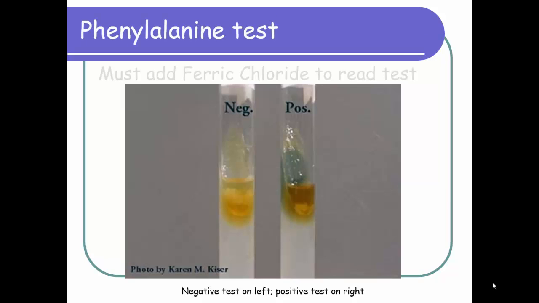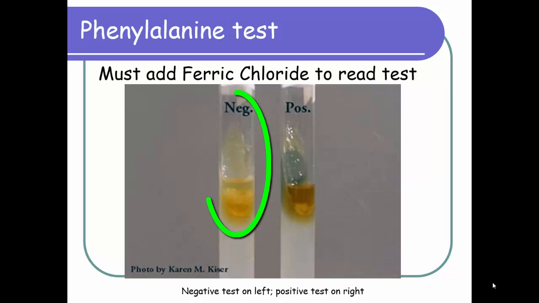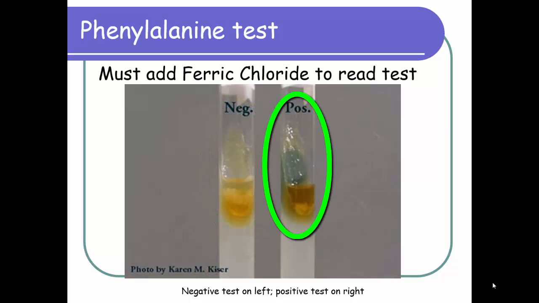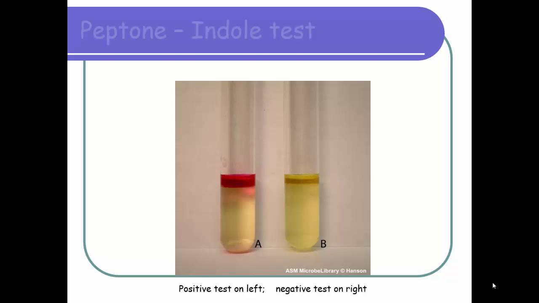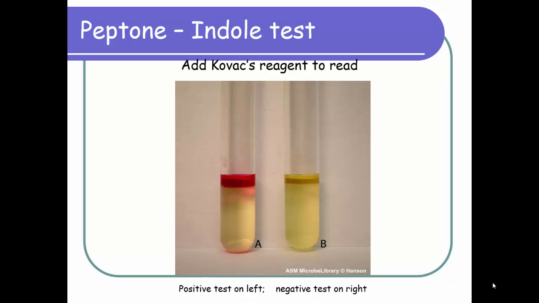The phenylalanine test must have ferric chloride added after incubation. If the slant remains yellowish in color after the addition of the ferric chloride, it is negative, as this test tube on the left. If the slant turns greenish after about a minute, it's a positive test, as this one on the right. The peptone indole test must have Kovacs reagent added after incubation. This one you do not want to mix. You simply want to see, is there a cherry red ring on the top of the media?